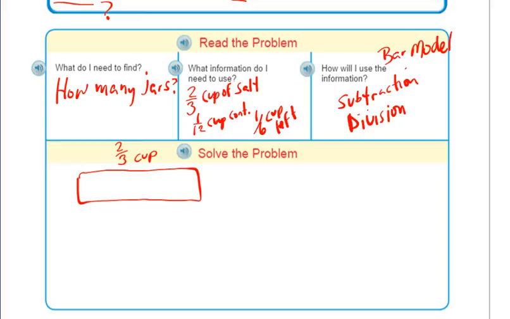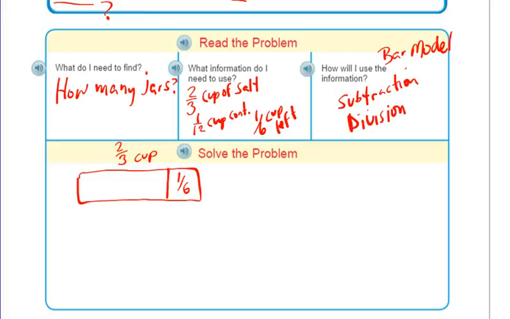Now, the next piece of information that's presented in the question is how many equal containers he's going to use, and those are 1/12 cup jars. And then he has that 1/6 left over. So before I can do any division, I have to take care of this 1/6 left over. So if this bar represents 2/3, then I'm going to say this chunk here represents the 1/6 that remains.